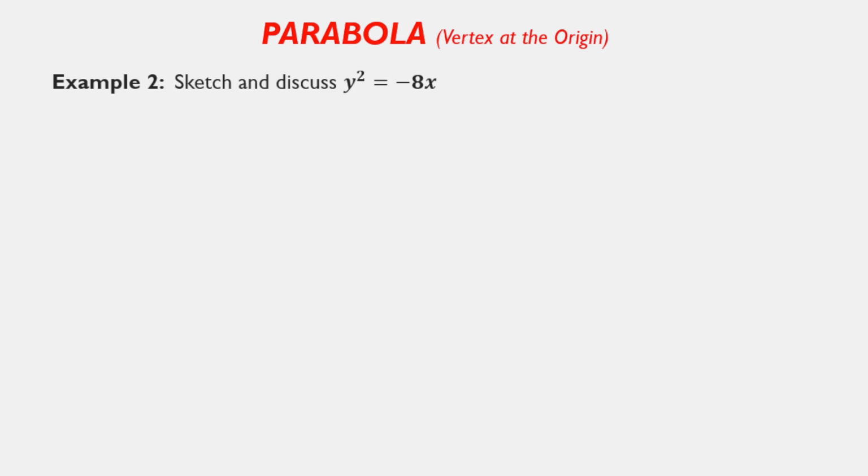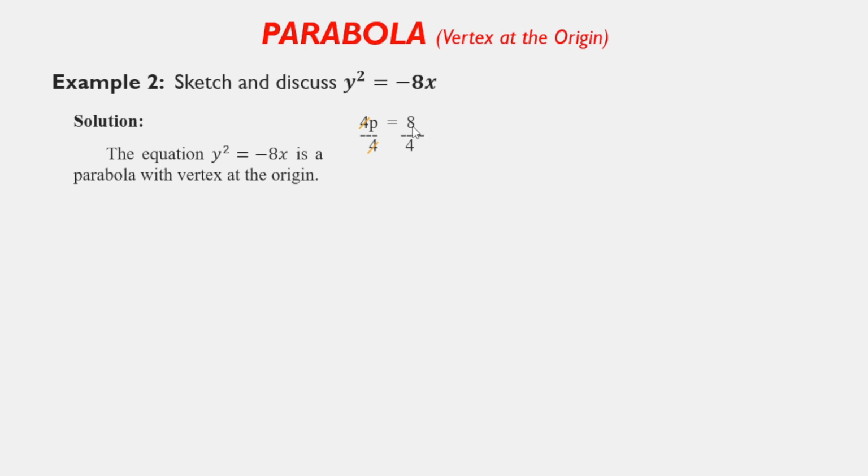Example number 2. Sketch and discuss the equation y squared is equal to -8x, a parabola with vertex at the origin. Our 4p is equal to 8. Since we have -8 as the coefficient of x, we get the absolute value of -8, that is 8. So we divide both sides by 4 in order to find the value of p. Then we can say p is equal to 2.